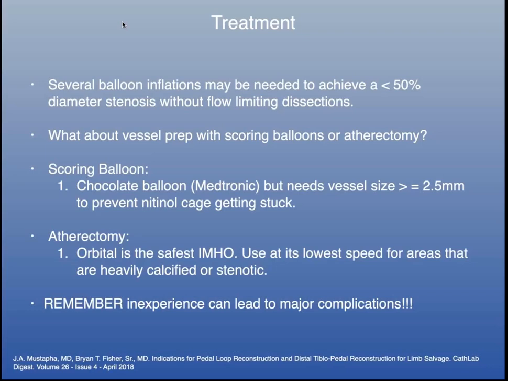So depending on who you talk to, they may give you different answers, but this is how I do it. But the bottom line is below the ankle, if you're going to use any of these things, you've got to be really experienced, because these things can get stuck, they can break off, and it can have disastrous consequences if you're not quite familiar with them.